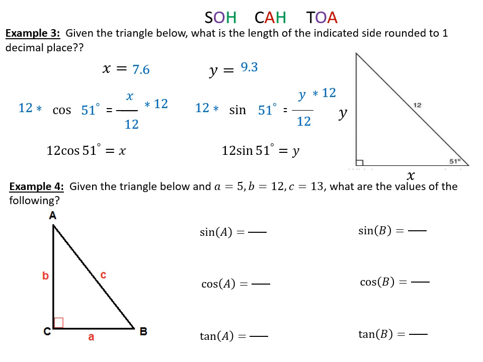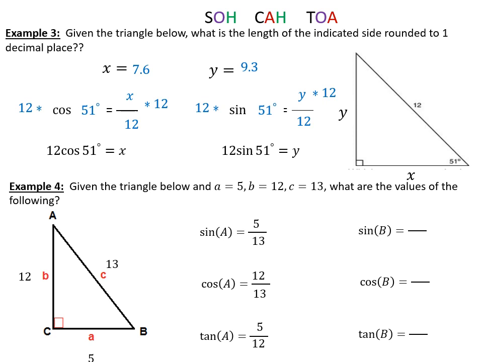Now, given the triangle below, and a equals 5, b equals 12, c equals 13, what are the values of the following? Well, let's fill in. We got 5 there, 12 there, and 13 there. So sine of A, opposite over hypotenuse. Opposite is 5, hypotenuse is 13. Cosine of A would be adjacent, which is 12, over the hypotenuse, 13. Tangent is opposite, which is 5 over 12.